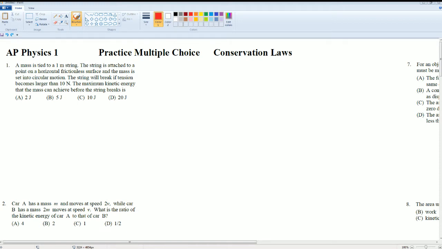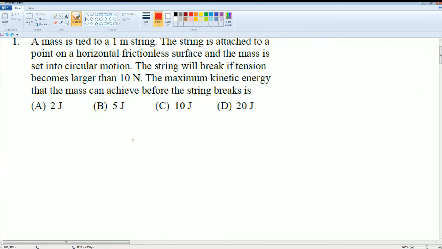All right, welcome. This is the AP Physics multiple choice solutions for conservation of energy. Here, this is the first part. I'm going to be covering questions 1 to 12, which is basically the first page. All right, so we have number 1 here.